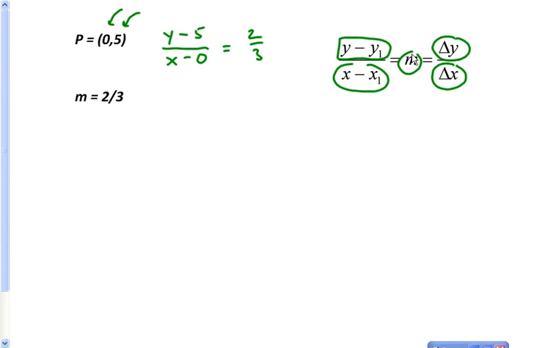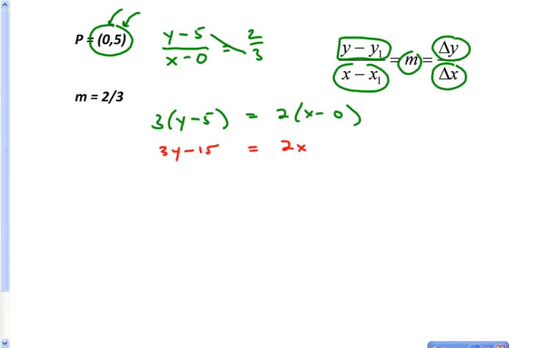It's not defined when x is 0 except that I'm already given the point that if x is 0, y is 5. So now we cross multiply with our y's first. Why first? Well, because I said so. It just makes it easier. And distribute that out. And I can put a minus 0 in the end, but I don't need to.